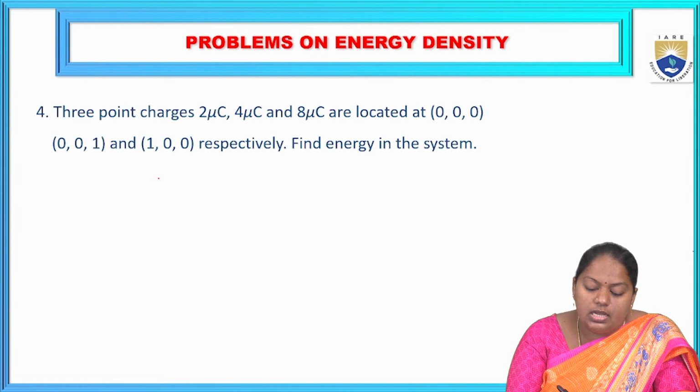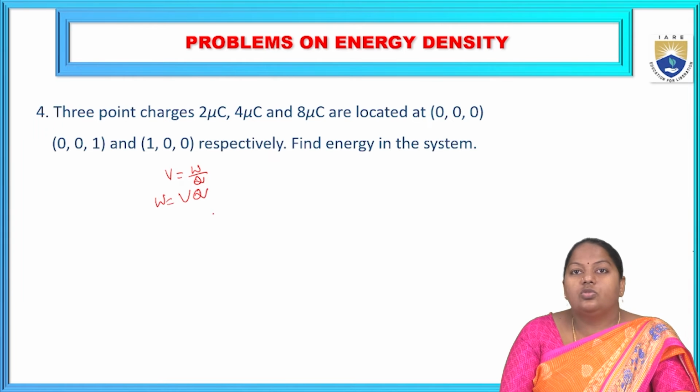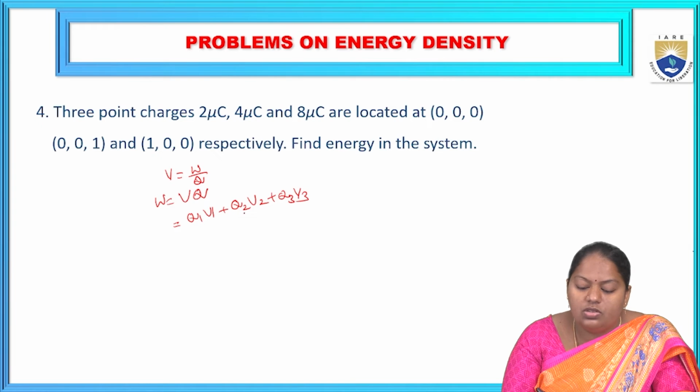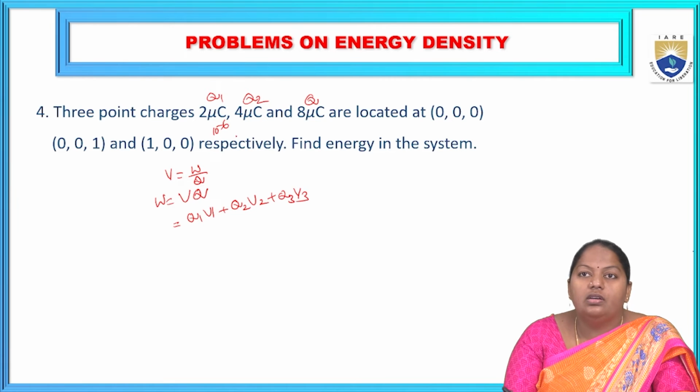As we know, electric potential V is equal to work done per unit charge, so the work done is the electric potential multiplied by the charges. So here it is Q1 V1 plus Q2 V2 plus Q3 V3. Why? Because three charges are given. Q1 is 2 microcoulombs, Q2 is 4 microcoulombs and Q3 is 8 microcoulombs. As we know, micro is represented as 10 power minus 6.